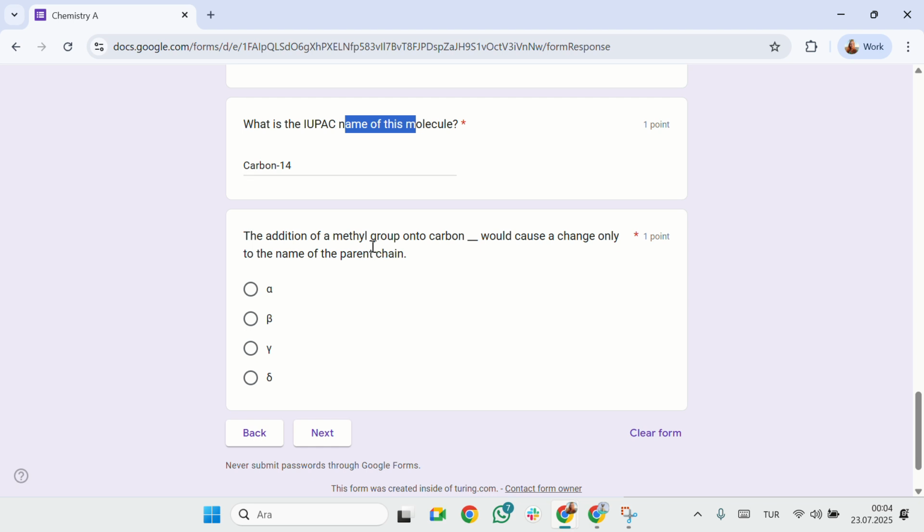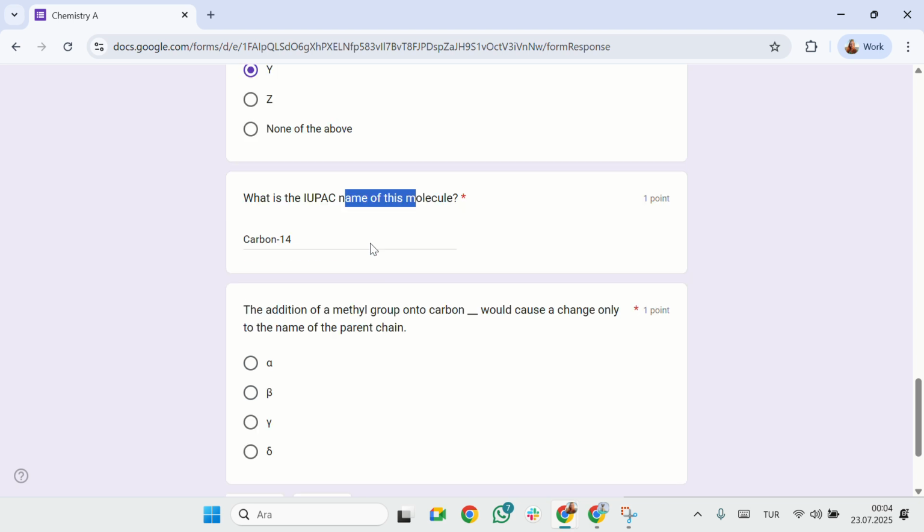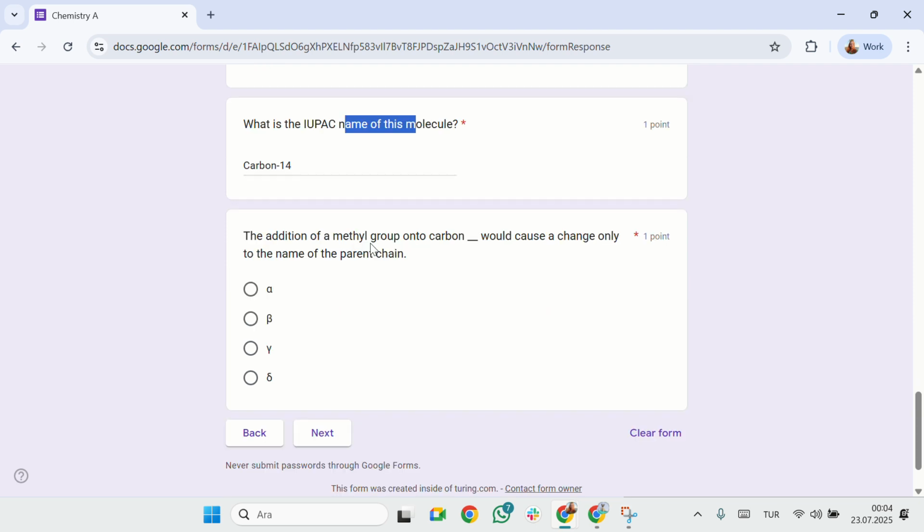Methyl, I don't recall this, but I think it was CH3 or something like that. Yeah, I think methyl is this, and C2H6 should be ethyl, I think. I'm trying to recall my previous knowledge. So the addition of a methyl group onto carbon would cause a change only to the name of the parent chain.